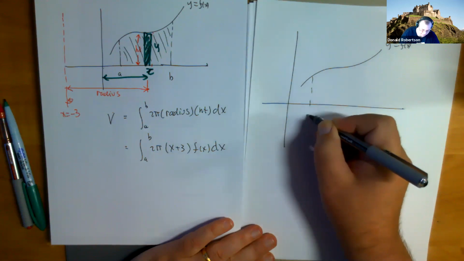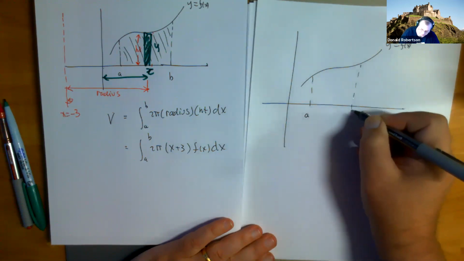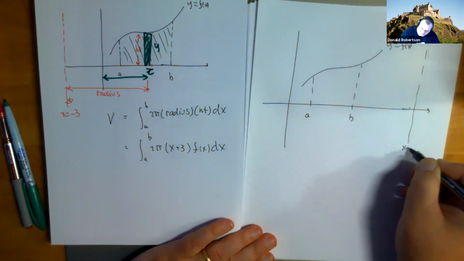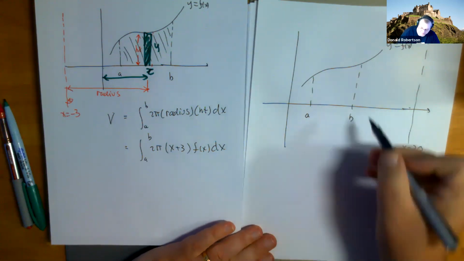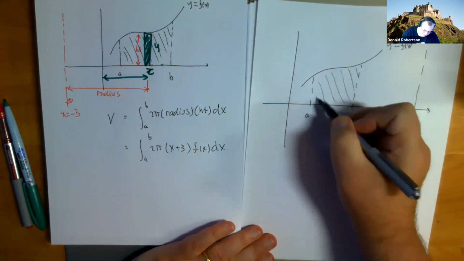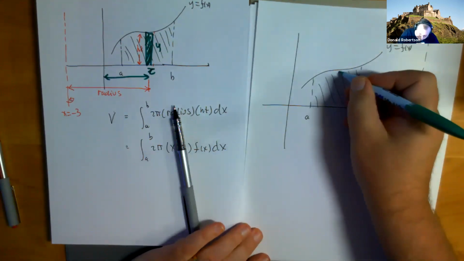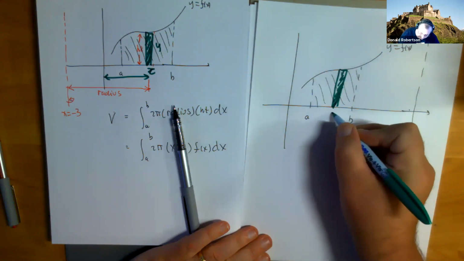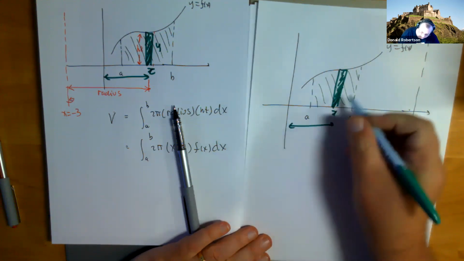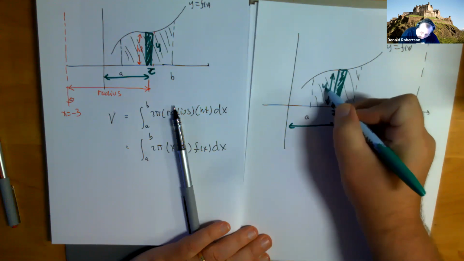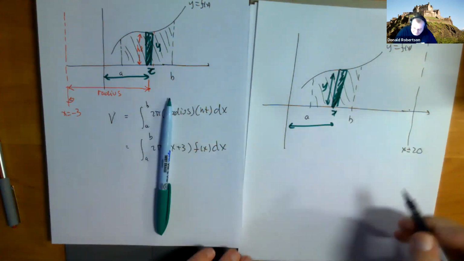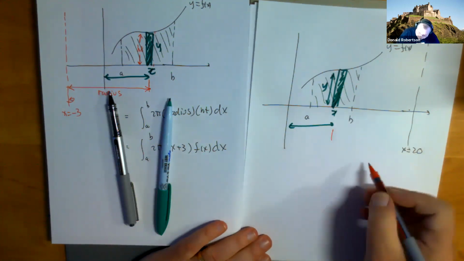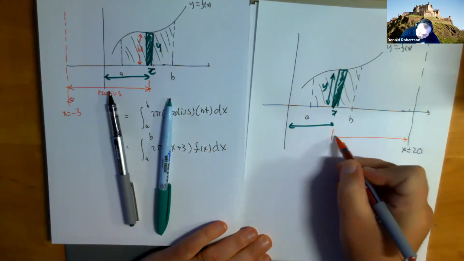So let's have it way over here at x equals 20, right? Here's my little rectangle. That distance is x, right? This distance is y. The radius is the distance from the rectangle to the axis of rotation.